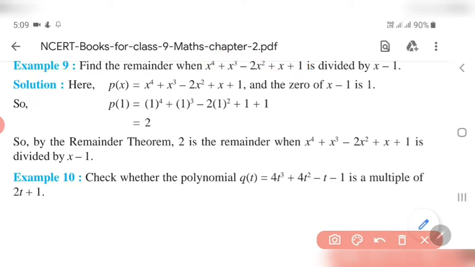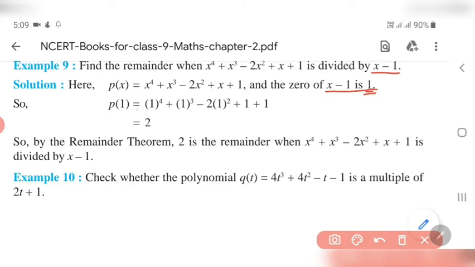Then what we have to divide? We have to divide by x minus 1. So what will be the zero of x minus 1? That will be 1. How to find the zero of x minus 1? Let us see. x minus 1 is equal to 0. So what will be x? Minus 1 will go to the right hand side and it becomes positive 1. Is it correct, student? So the zero of x minus 1 is 1. In this way we are finding 1. Is it okay?